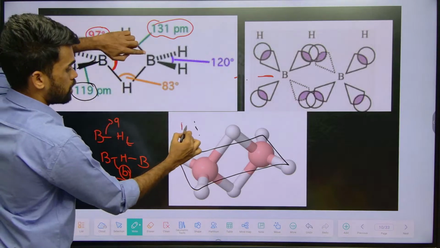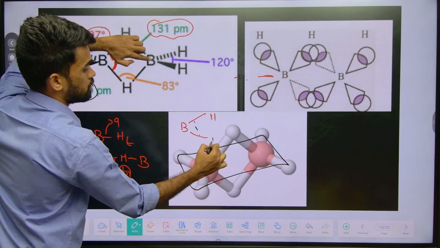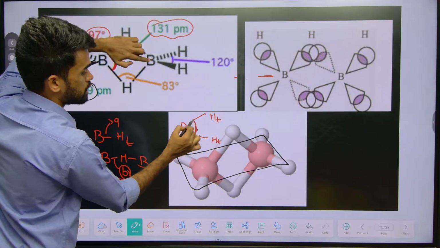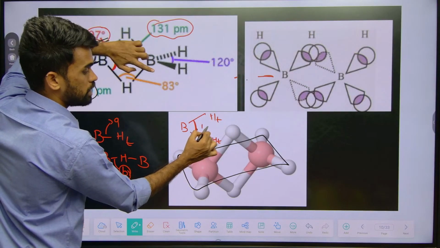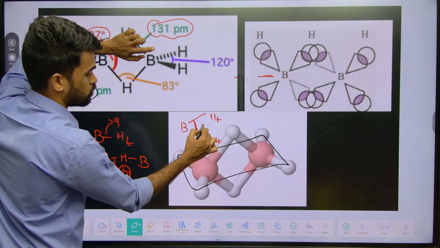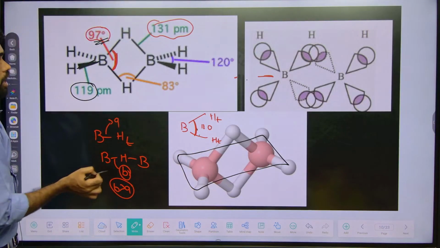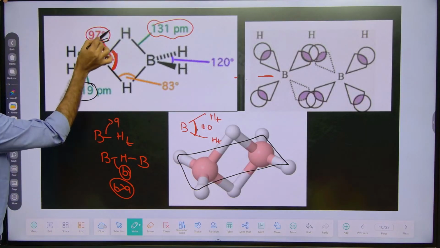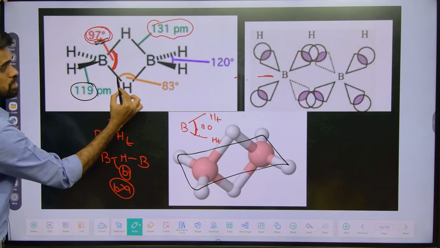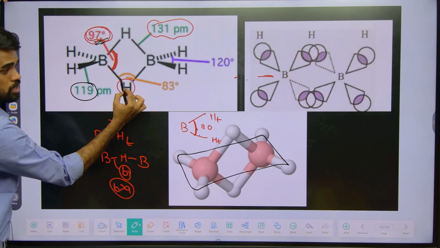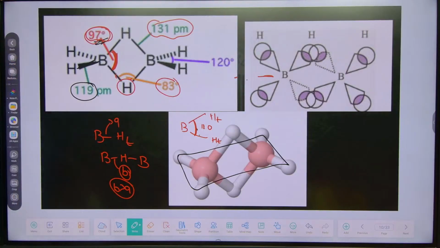See, boron terminal hydrogens are there now, like this. What is the angle you are seeing here? Around 120, that is 119 or 120 you can see. Okay, and inside here 97, and at the hydrogen 83. Okay, remember these angles.